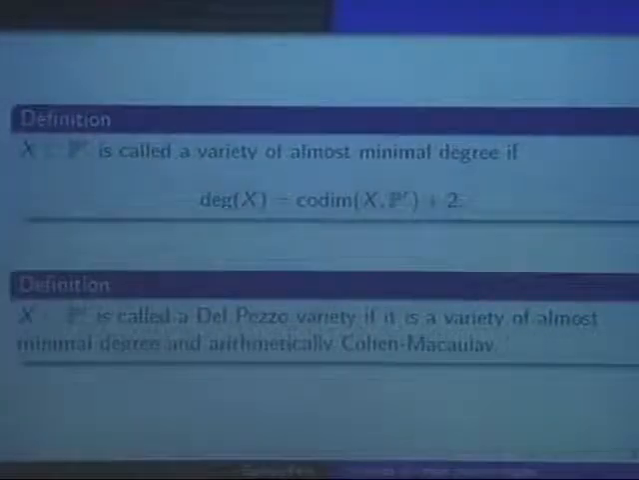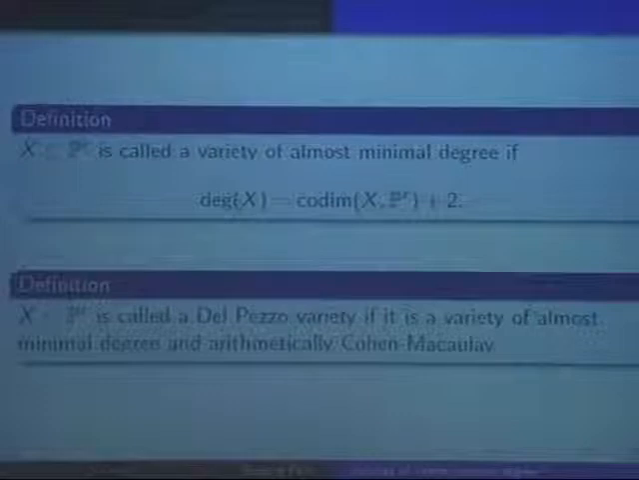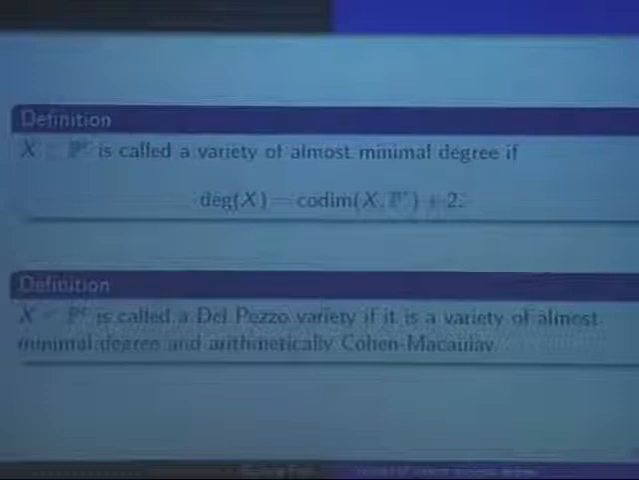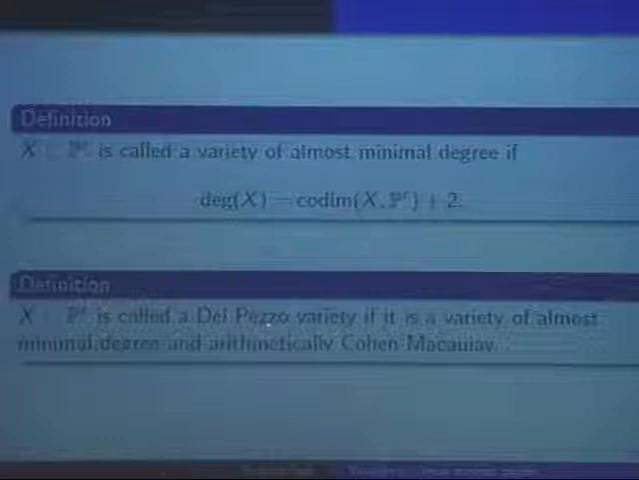Now consider the next case, that is, the degree of X is equal to codimension plus 2. In this case, we call X a variety of almost minimal degree, a notion defined by Brodmann and Schenzel in their recent paper. If the degree satisfies this condition, then we cannot guarantee that X is arithmetically Cohen-Macaulay. Among all varieties of almost minimal degree, if the depth is maximal, then we call X a Del Pezzo variety. That is, X is a Del Pezzo variety if it is a variety of almost minimal degree and it is arithmetically Cohen-Macaulay.